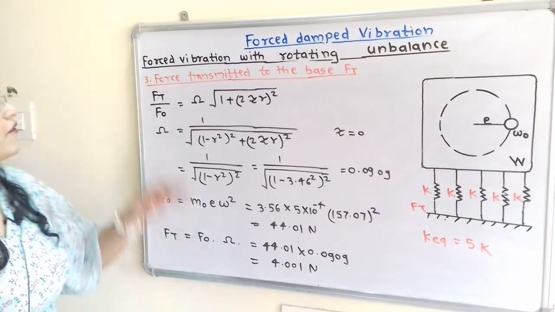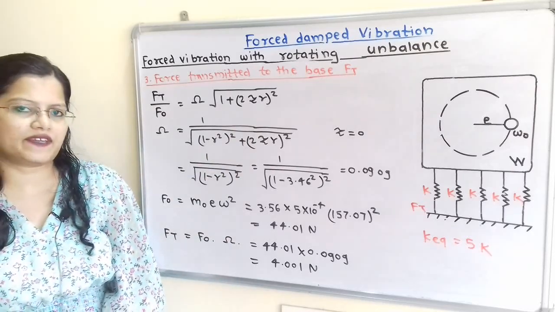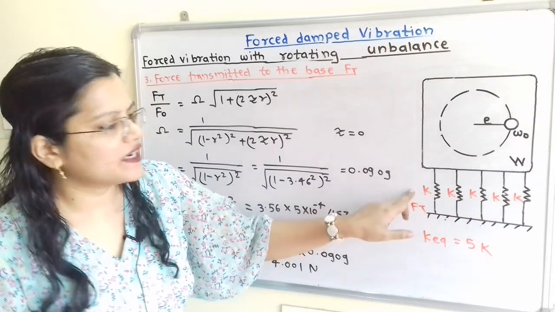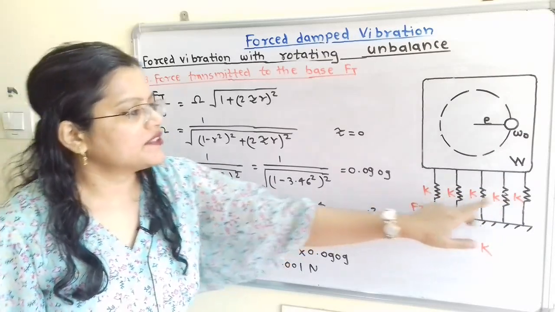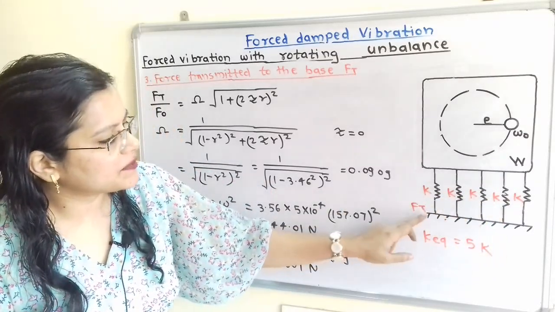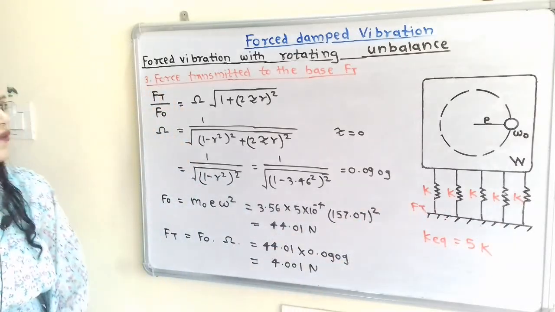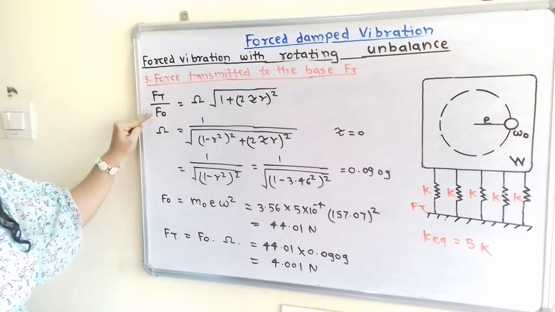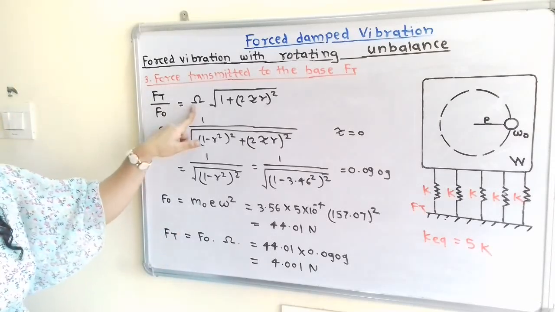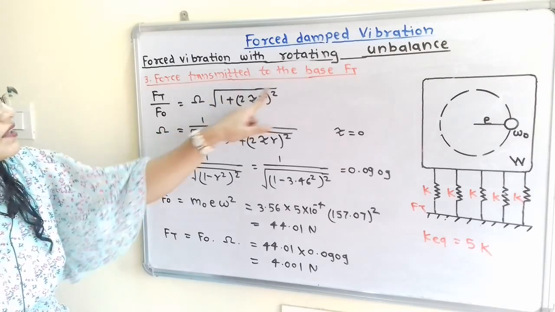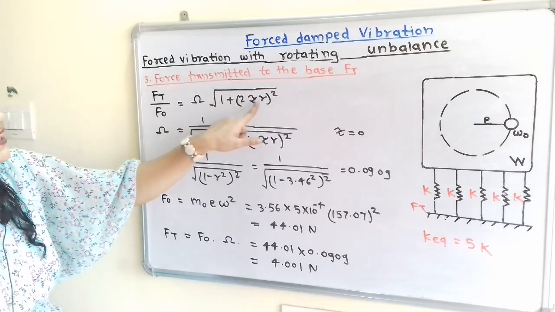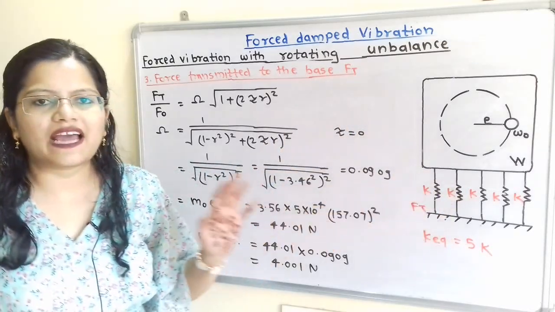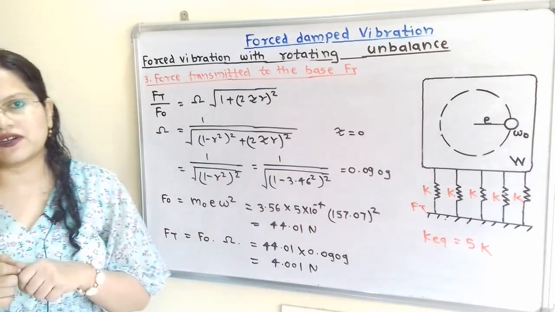We will calculate force transmitted to the base Ft. So if we observe, here is the system, which is equally distributed on these 5 springs, and the force transmitted to the base, that is Ft. So we have to calculate this. We have one formula, Ft by Fo, that is Tr, is equal to magnification factor Ohm into under root of 1 plus 2 zeta r bracket square. Now if we observe this system, here damping factor zeta is equal to 0.